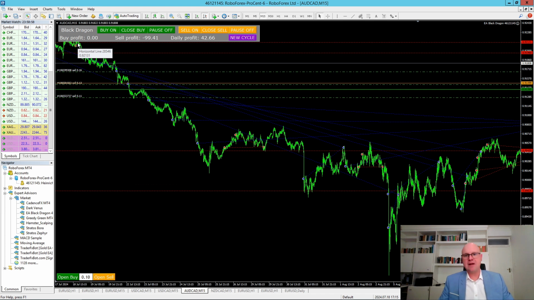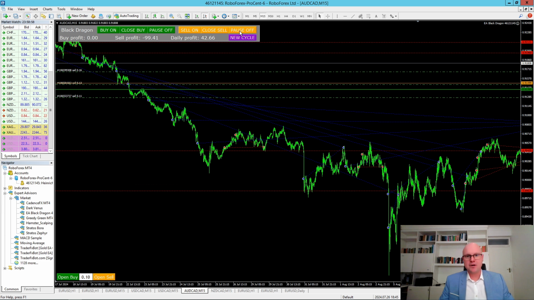So firstly, we have our buy on off, which is the same as on the back end where you can select for the EA to either take buys or not. Then we have the option to close buys, meaning it will immediately close all of the buy orders that you have. Doesn't matter whether they are in profit or not. You also have the pause option that you can select if you want to just give it a few hours or a couple of minutes to stop it from trading.